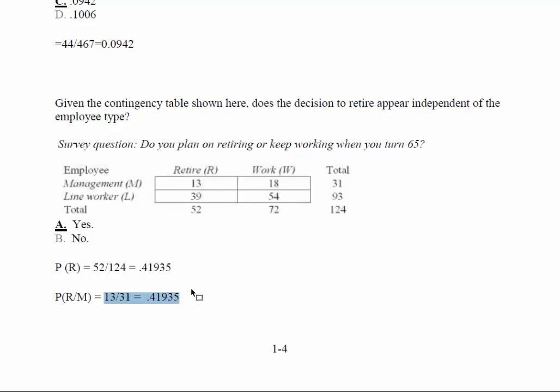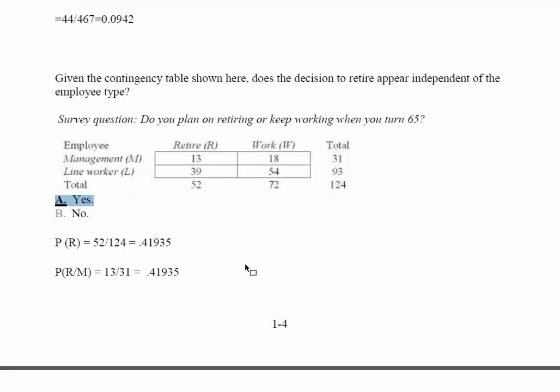These two are the same, meaning for anyone, the chance of choosing to retire is 41.9%, and for managers, their chance of choosing to retire is also 41.93%. Therefore, we say the decision to retire appears to be independent of the employee type. Yes. Therefore, A right here is the correct answer.